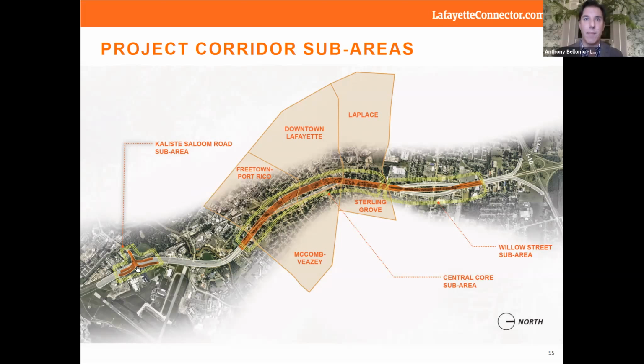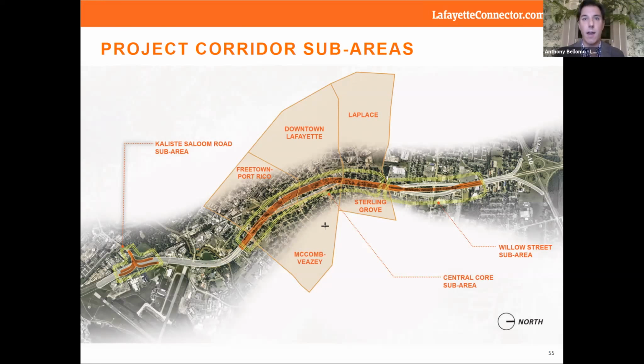What this image is showing you is where you see the orange. What we're trying to highlight in the orange is the portions of the corridor that are indeed elevated. So the area at Khalees Saloon, where that interchange occurs, there are these elevated components before it comes back down to grade going south. There's this segment at grade, albeit there's a bridge that goes over the river here, and then it becomes elevated again. And that elevated section in the central part of the corridor skirts all of these neighborhoods, Macomb Vizay and Freetown, Puerto Rico, the downtown core, Laplace and Sterling Grove. It'll hug all of this.